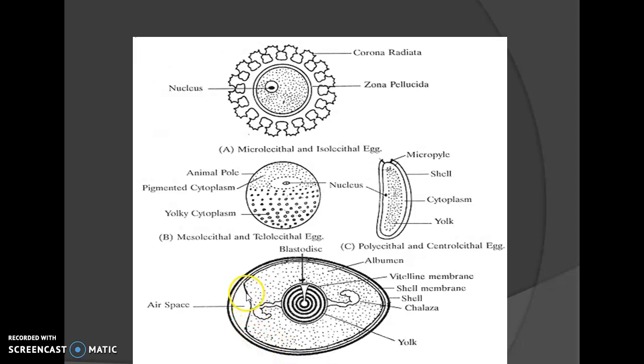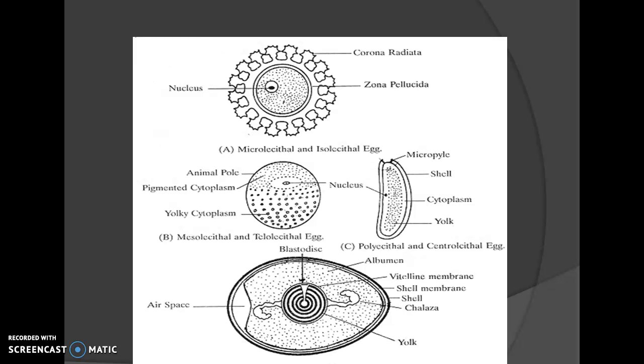Here you can see that most of the cytoplasm is occupied by this yolk, and only a very small region is occupied by what? The cytoplasm. That is the area where the blastodisc lives. So this is called an extremely telolecithal type of egg, and here this is a centrolecithal type of egg. Here the yolk is concentrated mainly in the central region and it is covered by the cytoplasm.